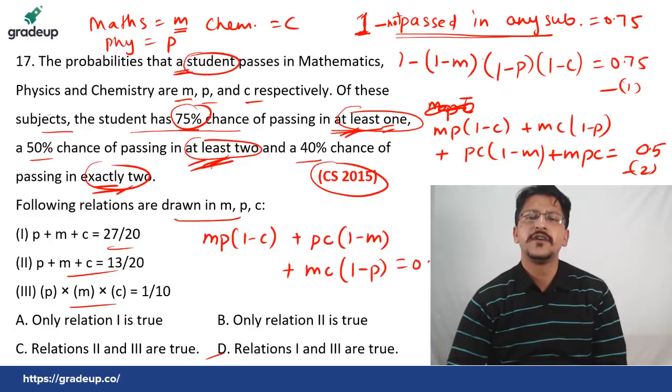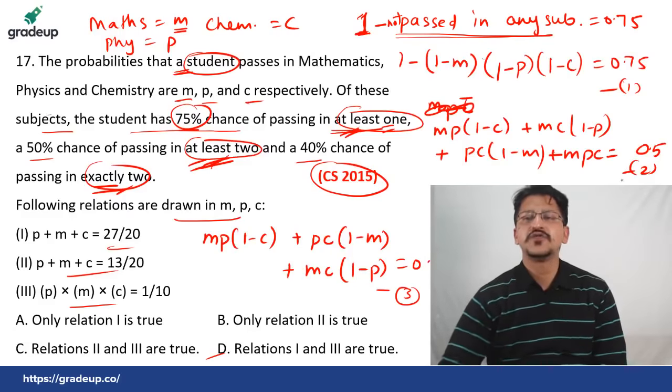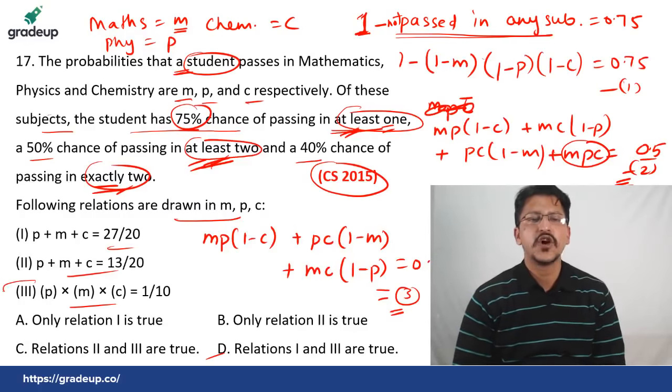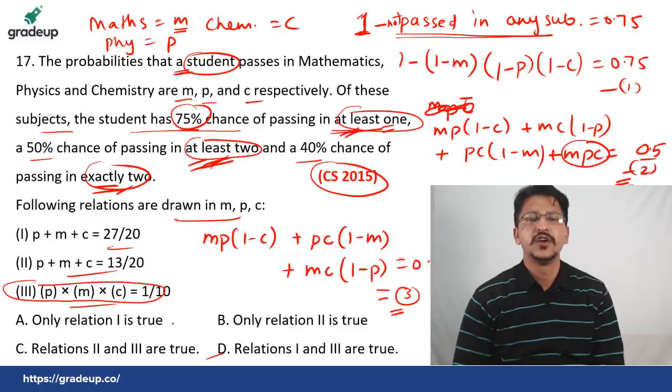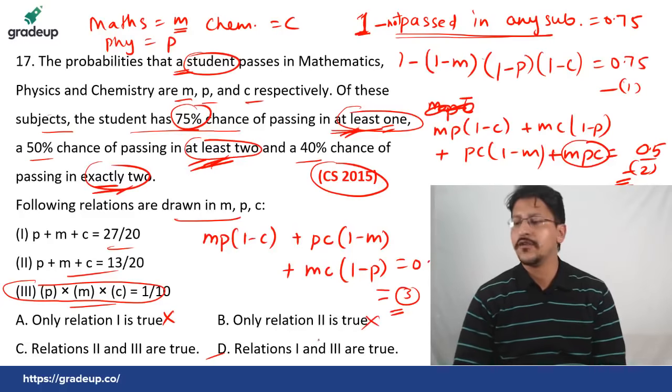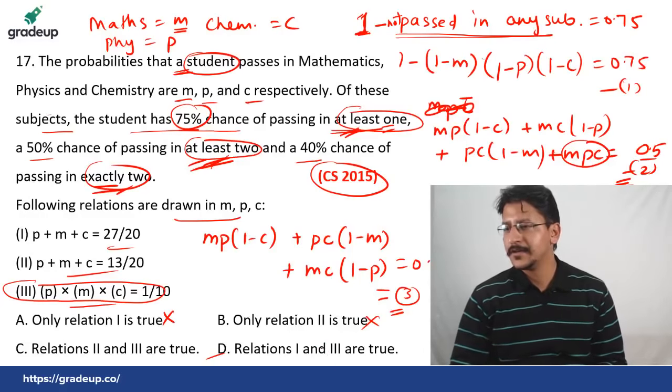This is 0.4. Okay. This is equation number 3. From here only, simply using this second and third equation, if you subtract equation number 3 from 2, you will get the value of MPC as 0.1. That means this option is correct. That means third is correct. So 1 goes off, 2 goes off. Okay, third is correct. Absolutely correct.